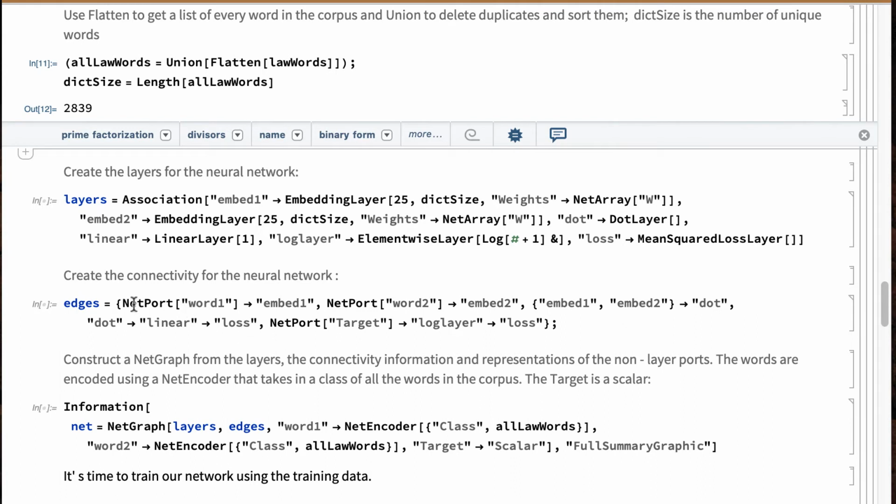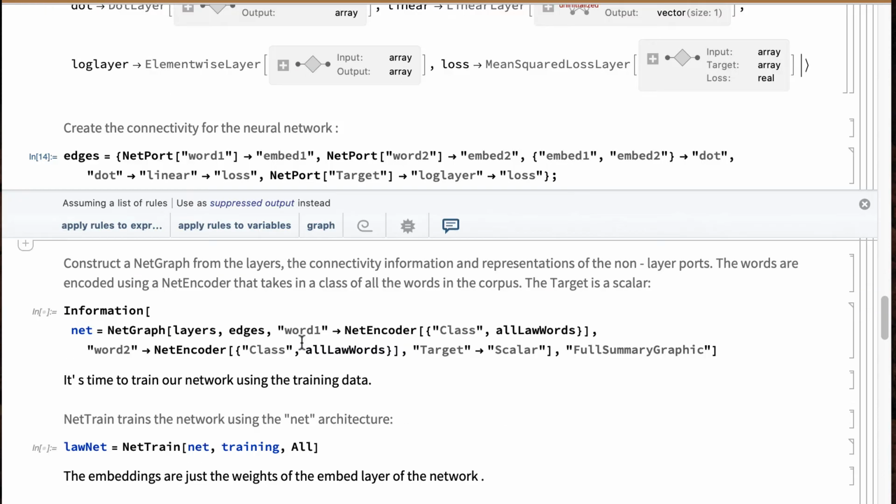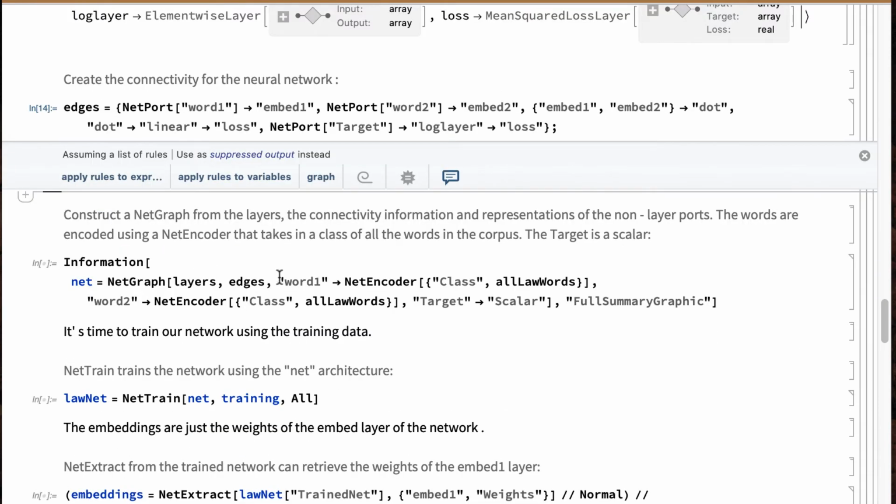We've got our connectivity. We're going to have word 1 going to embed 1, word 2 going to embed 1. They'll both then get fed into the dot product layer. The dot product layer connects to the linear layer, which connects to the loss, and then the target data feeds into that log layer that does that little transform, which also feeds into the loss. So let's load these up into our kernel. And we're ready to build our net graph.